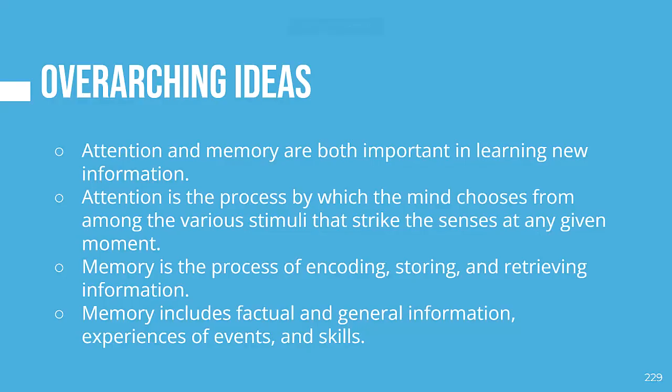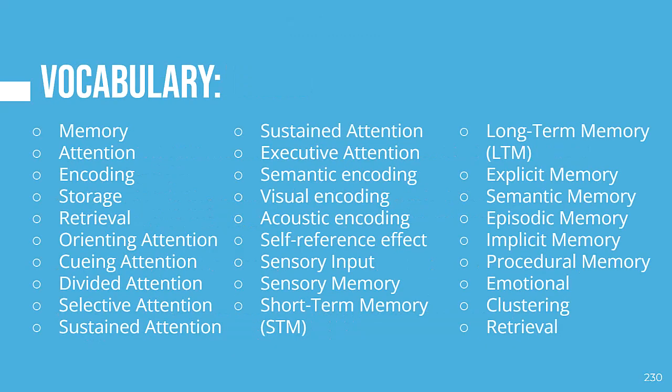This video has 4 overarching ideas. Attention and memory are both important in learning new information. Attention is the process by which the mind chooses from among various stimuli that strike the senses at any given moment. Memory is the process of encoding, storing, and retrieving information, and memory includes factual and general information, experiences of events, and skills. The topic of this video will focus on the vocabulary on these 2 slides.